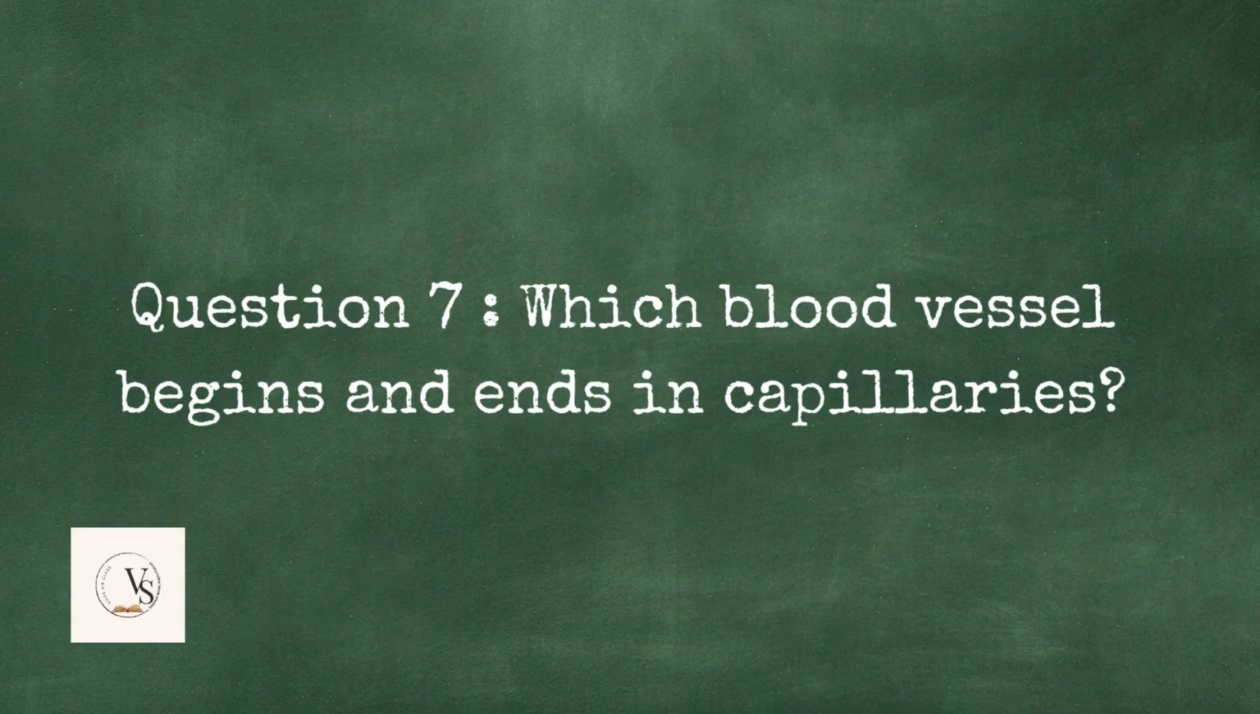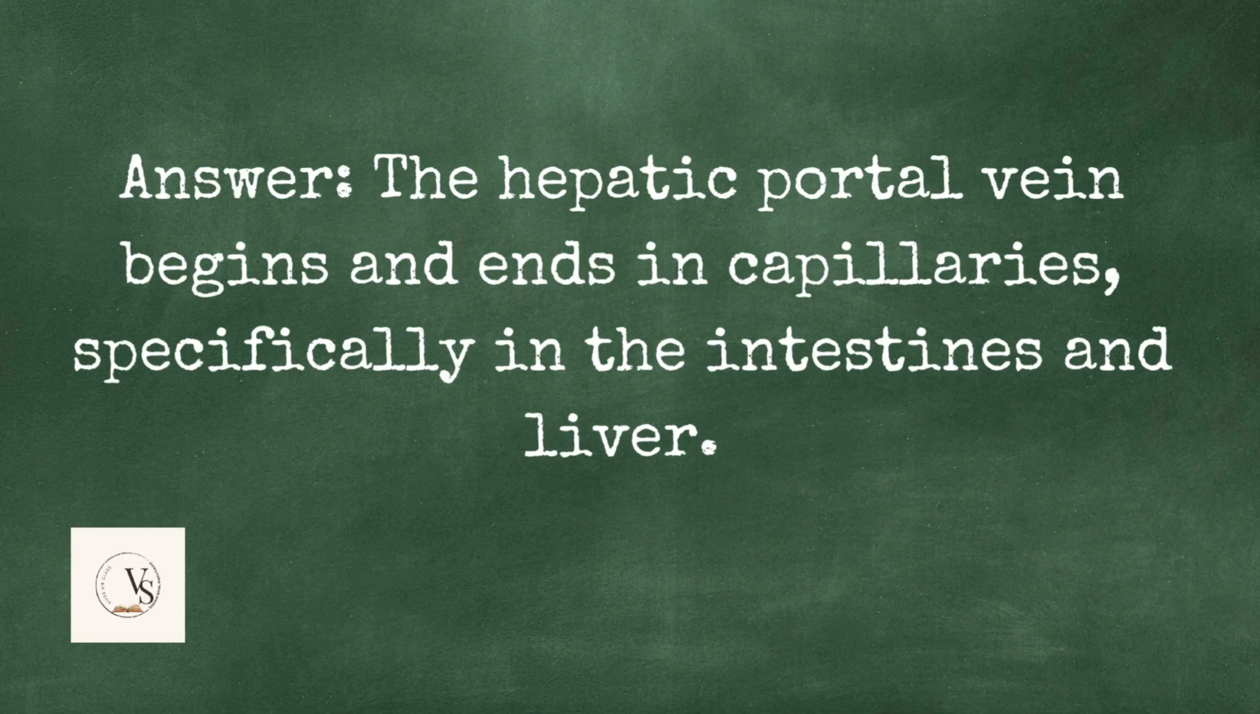Question 7. Which blood vessel begins and ends in capillaries? Answer. The hepatic portal vein begins and ends in capillaries, specifically in the intestines and liver.